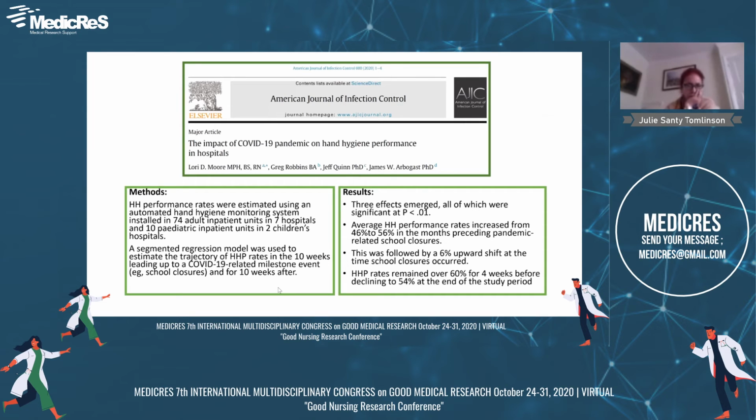It improved a little in the months preceding the pandemic, and then that was followed by a further upward trend to 62% at the time that school closures occurred. After that, the rates remained at 60% for 4 weeks before declining back to 54%. So, really big evidence that a really fundamental research process has still failed 150 or more years down the line to embed itself in practice, even in the middle of a very serious global viral pandemic.